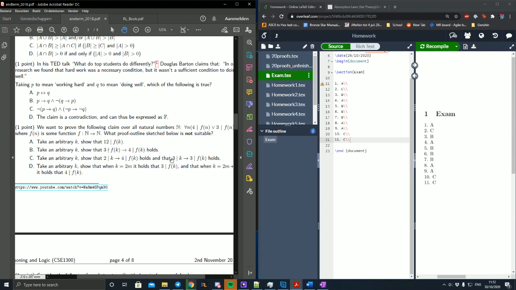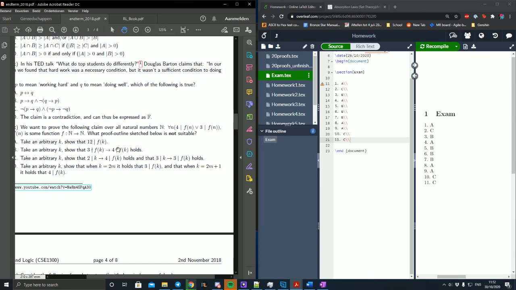But how is A suitable? Because if f of k is 8 or something, then it is divisible by 4, but it's not divisible by 12. No, but here you prove that the output of all numbers is divisible by 12, and if it is divisible by 12, it is also divisible by 4 and 3. Oh, so it's just a bad proof. Yeah, this proves this, and not only does it prove A or B, it also proves A and B, because every number that's divisible by 12 is also divisible by 4 and 3.